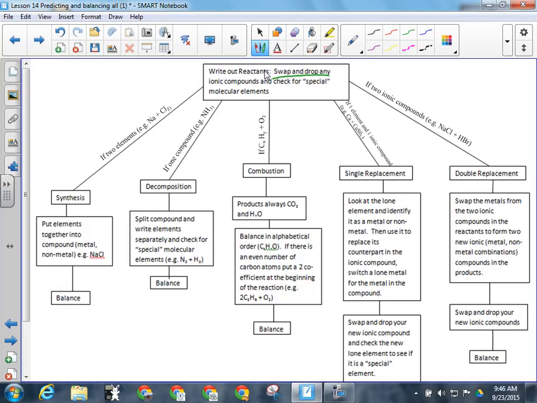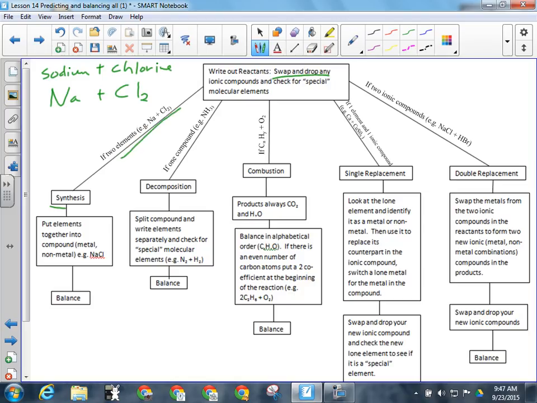So let's say that the reaction started out in words and it said, okay, sodium plus chlorine, predict the products. Well, my first step would be I have to write it out like this. And that's special, so it needs a 2. Okay, that's the first step regardless of what you're given. Then I've got to identify the reaction type. If it's 2 elements, it's a synthesis reaction. Okay, everyone follow me there? So that's what we have here. It's 2 elements, so we're doing a synthesis reaction.